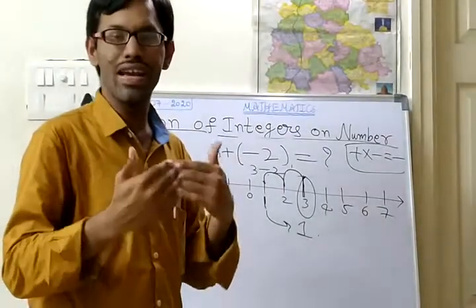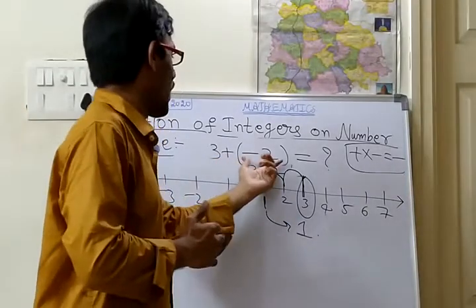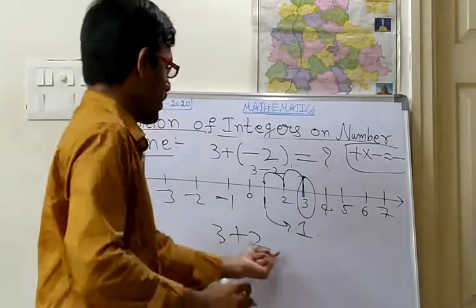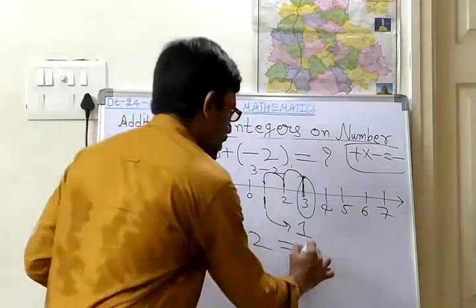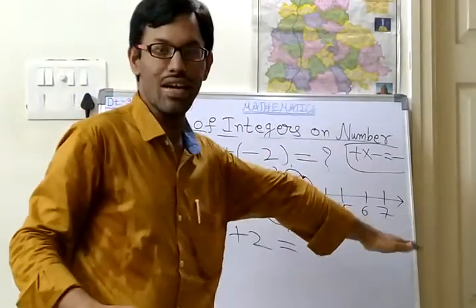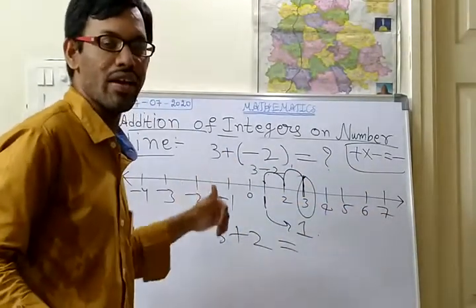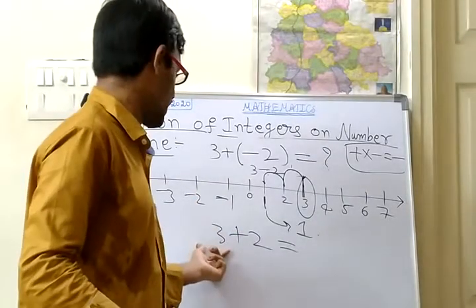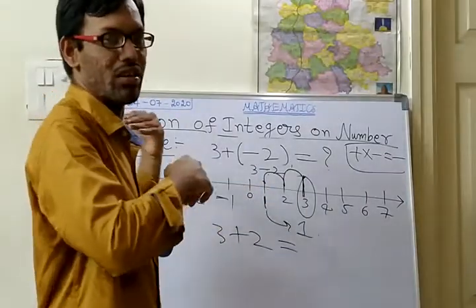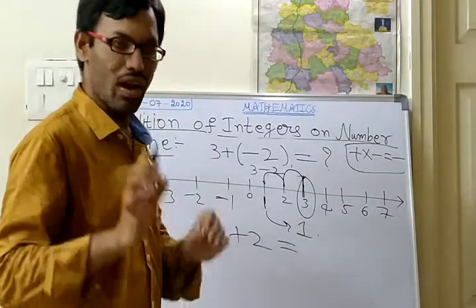Whenever we are adding a positive integer to the integer, we should move in the right direction, to the right side. Suppose if you are adding any negative integer to this positive integer, at that time we should move to the left direction, the backward direction, without skipping, without leaving any integer. Okay, I think you are understanding.